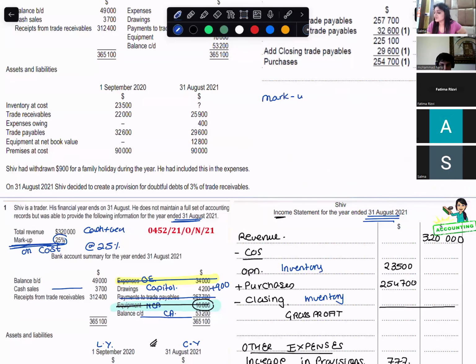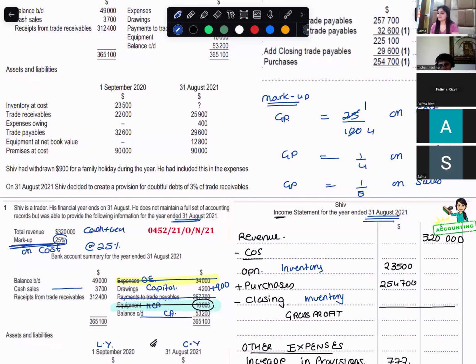Markup and margin help you to find gross profit. It is 25% on cost, so that means it is 1/4 on cost. Are you with me? Yes. If I have to go from cost to sales, I will make it how much? Cost is the smaller number, sales is the bigger number. So from cost to sales, you will add it. So it will become 1/5 on sales.